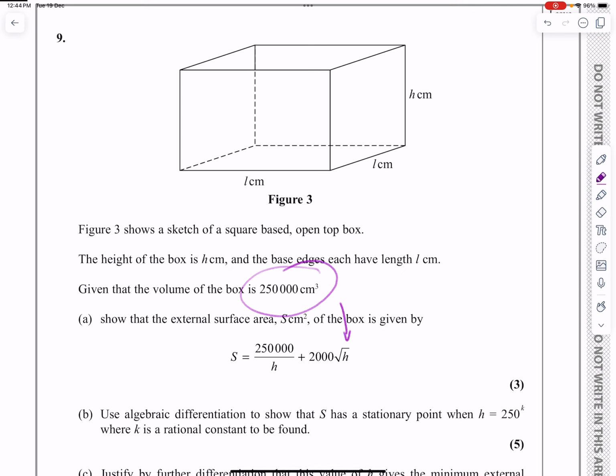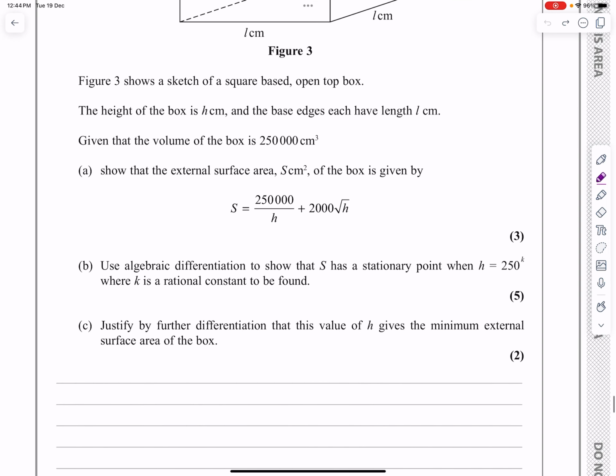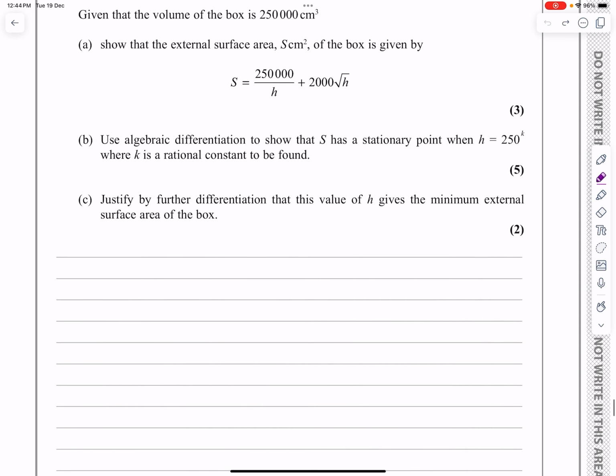Now, just in terms of your exam craft, even if you can't do part A here, you should still be able to go on and hoover up the marks for part B and part C. But let's see if we can have a stab at part A as well. So it's a volume of a box. The volume of a box is obviously base times width times height. So in this case, that's H times L squared. And we know that that is equal to 250,000.